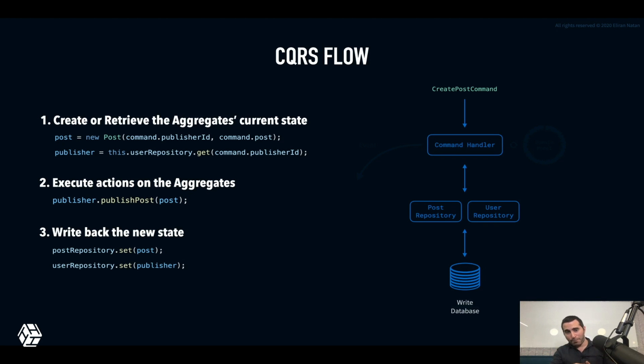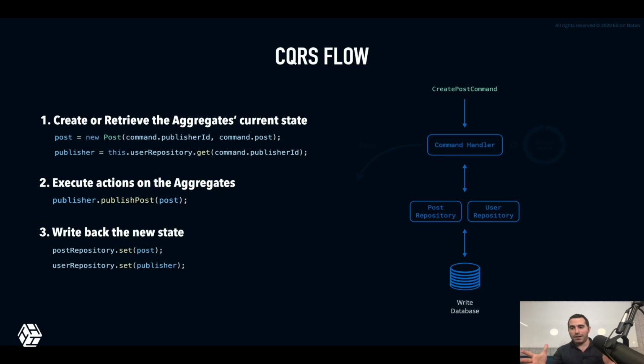So my post object, which represents an aggregate, represents a post, is being registered in the database, and the publisher, which I have changed in the second step, now gets written back, replacing the old value.